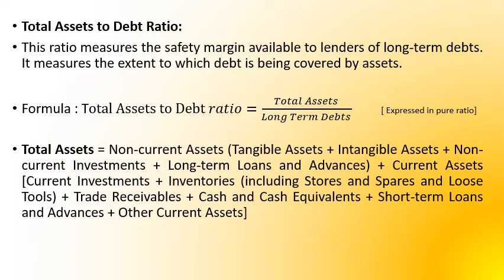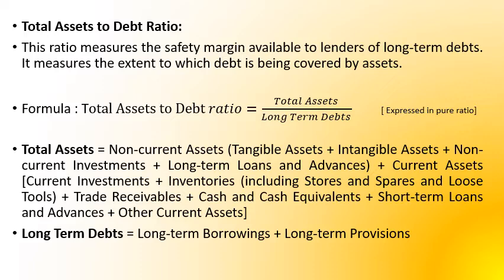Total assets, you already know, are in the balance sheet: non current assets including tangible and intangible assets, thereafter long term loans and advances, non current investments, then current assets such as inventories, spare parts, trade receivables, cash and cash equivalents, short term loans and advances, and other current assets. All items included on the asset side of the balance sheet are total assets. Long term debt is equal to long term borrowings plus long term provision. So this is the total assets to debt ratio. The formula is total assets by long term debt.